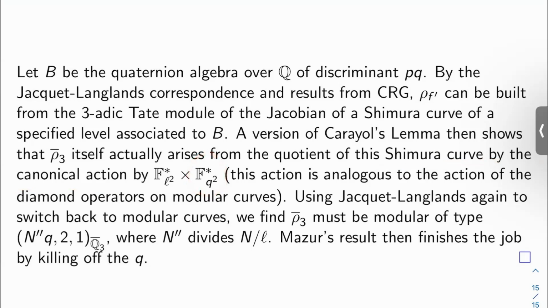And by the way, where does this random action come from? This action on Shimura curves is the analog of the diamond operators on modular curves, okay? If you use Jacquet-Langlands again to switch back to modular curves, you find that rho-bar_3 must be modular of type n double prime q squared, 1 over Q-bar_3, where n double prime divides n over L. So you need to get rid of this q. Well, Mazur's result does that. Mazur's result is great at killing off extra auxiliary primes that we have to introduce due to technical issues.